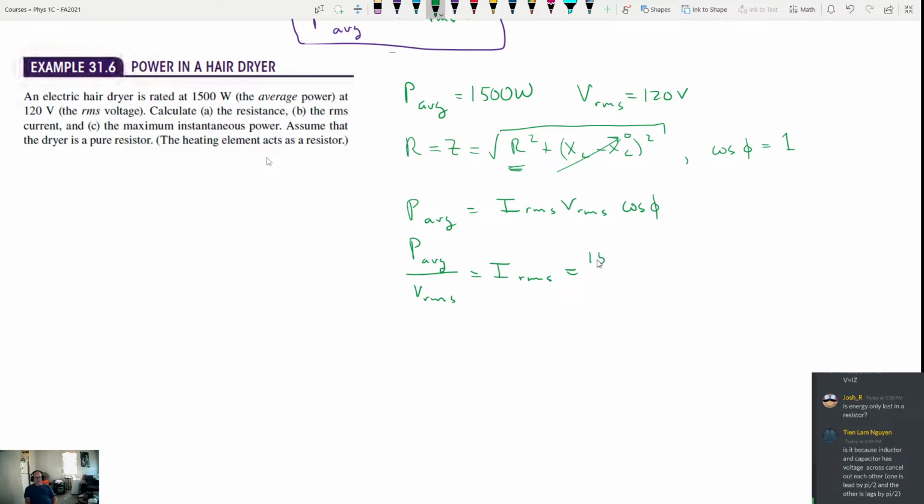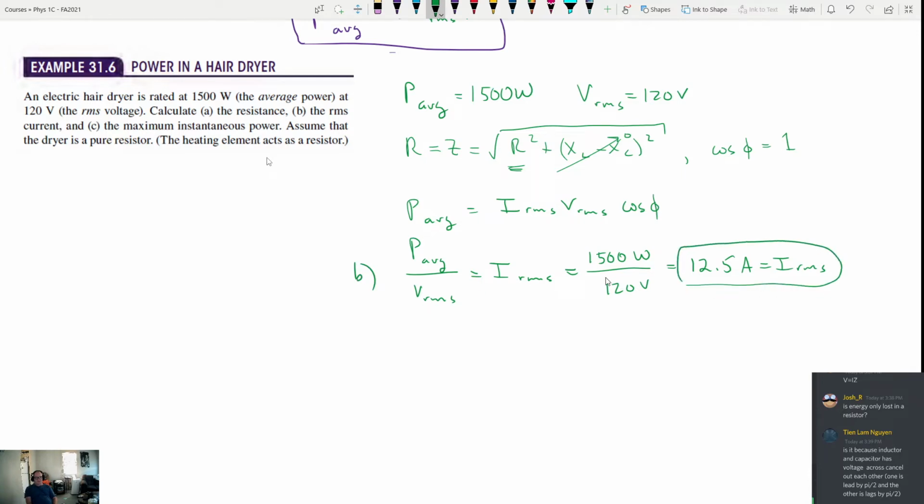So power average was 1500 watts. Divide that by V RMS, which is 120 volts. So this is going to be 150 over 12. Let's see. I got 12.5 amps. Okay, so that's part B.